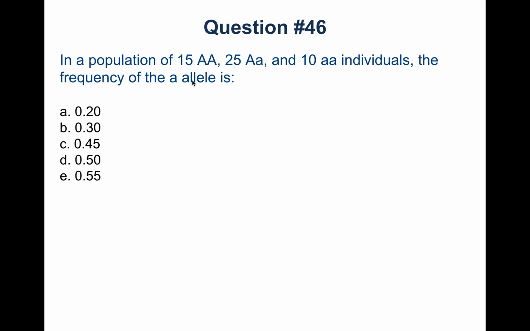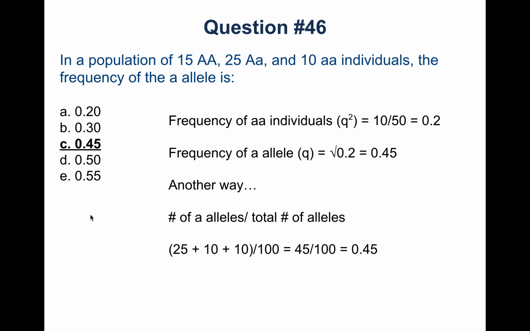In a population where you have 15 homozygous dominant individuals, 25 heterozygous individuals, and 10 homozygous recessive individuals, the frequency of the A allele is what? This can be figured out in two ways. The first way is you can figure out the frequency of the homozygous recessive individuals, which would be q squared. You have 10 individuals out of 50, that's 0.2. Now for q squared, just take the square root to get q, which is the frequency of the a allele.